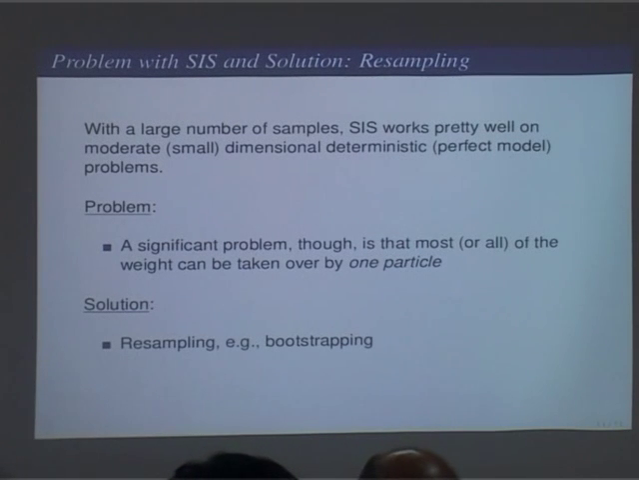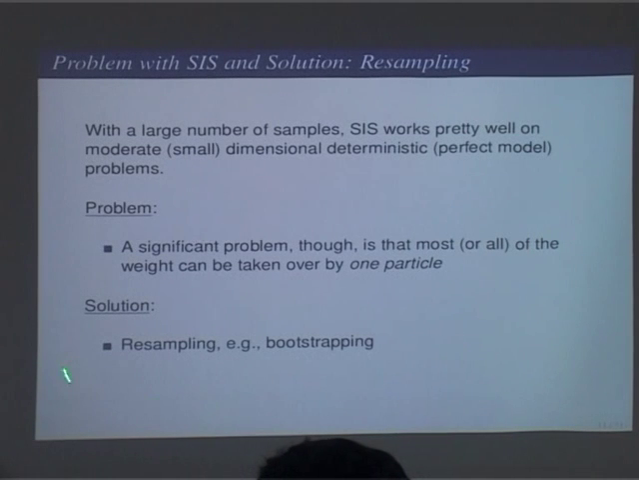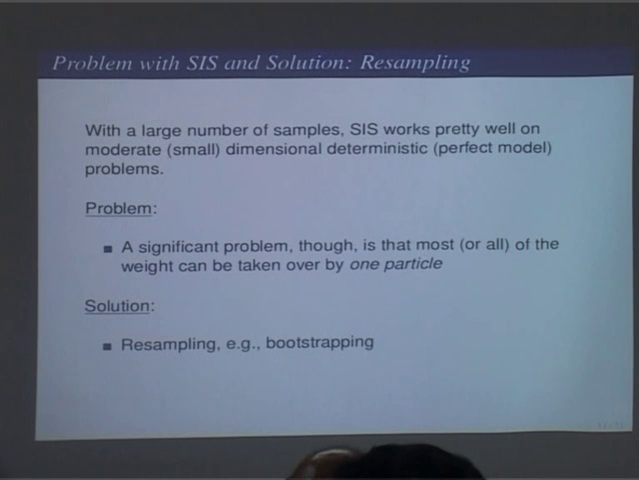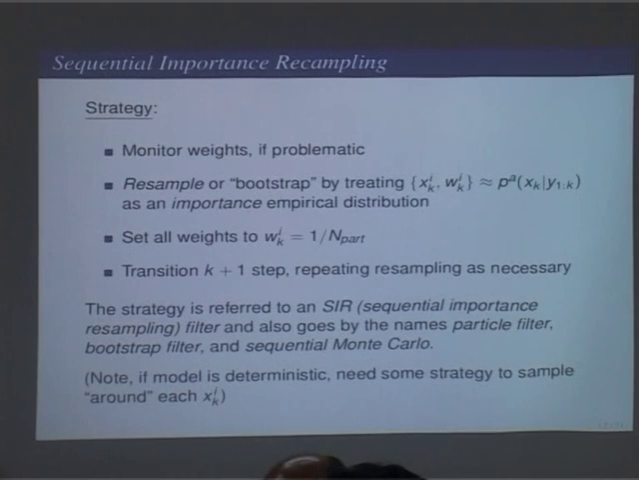So this algorithm is called sequential importance sampling. And it can work pretty well if the dimension is small, and especially if you have a deterministic model. You still have issues, though. You can still have issues with your weights where all of the weight collapses onto a few particles. And there are various, much more sophisticated ways to try to address this, some more ad hoc than others. But the basic solution is resampling or bootstrapping.